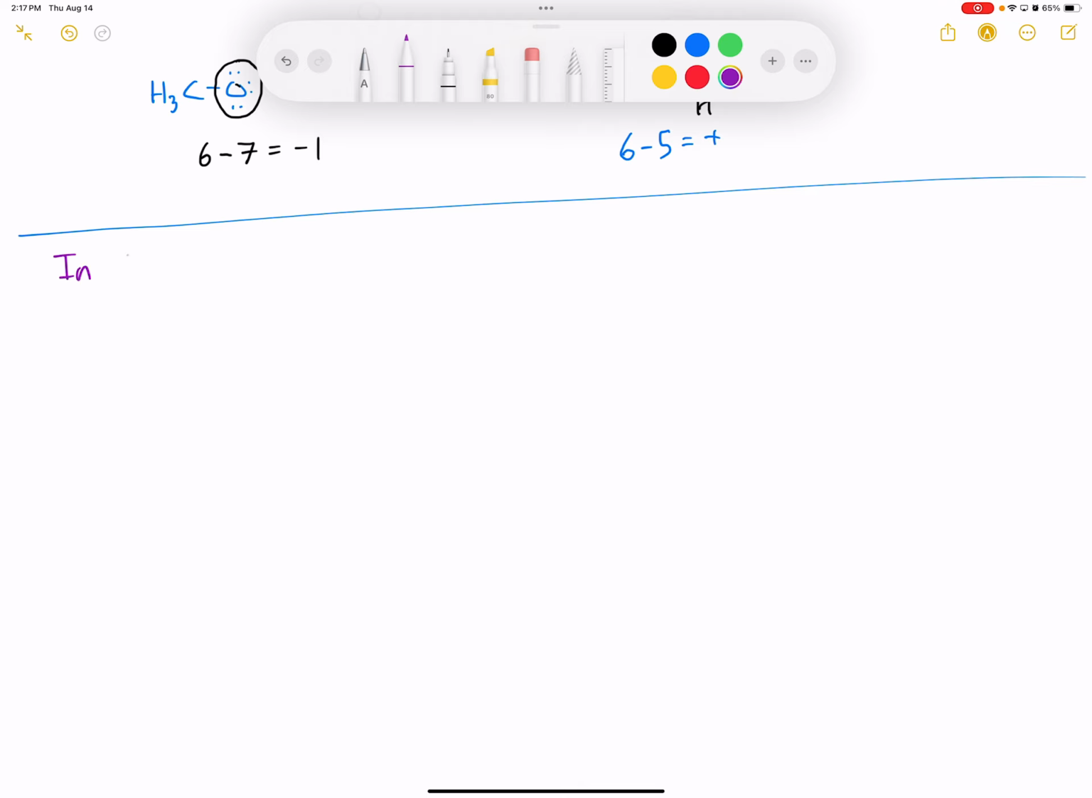Okay, so in this class, you will see carbon as, so this will be for neutral carbon.